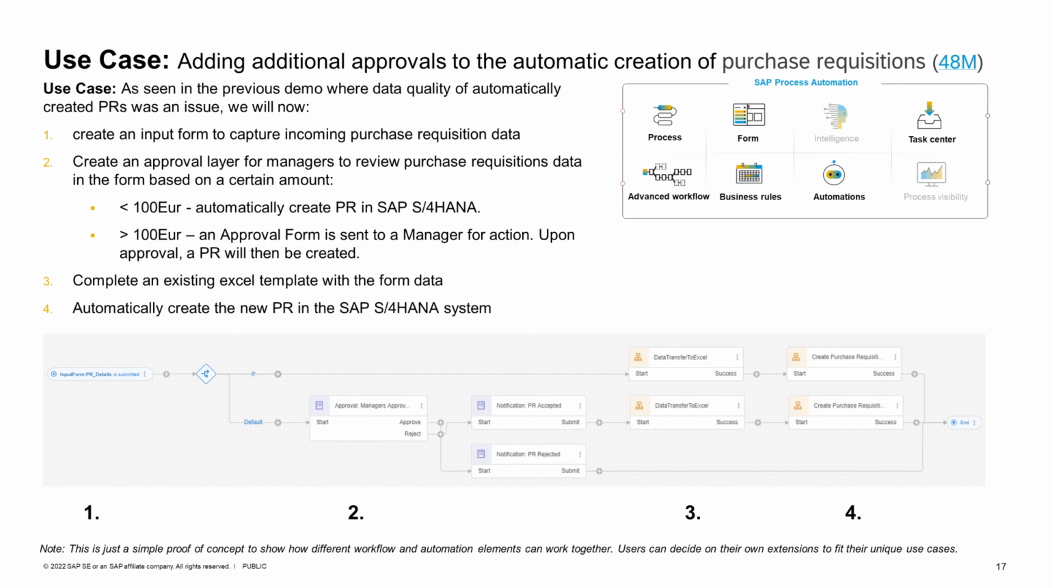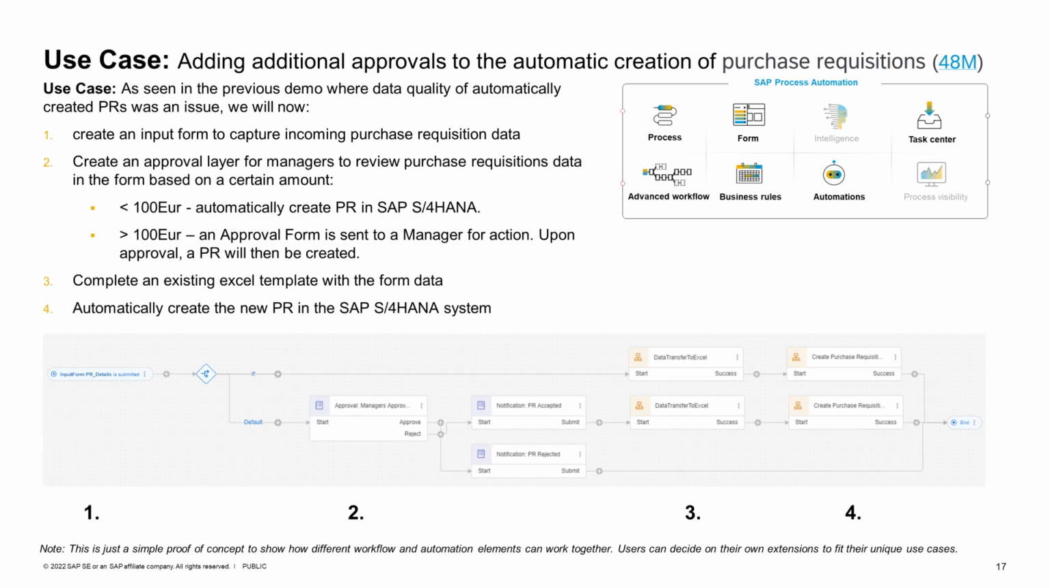Again, here is a very quick summary of the use case. We began by creating an input form to capture incoming purchase requisition data. We applied a decision layer that says if a purchase requisition is below 100 euros, it is automatically created in SAP S/4HANA. Above 100 euros, a manager has to approve it first.